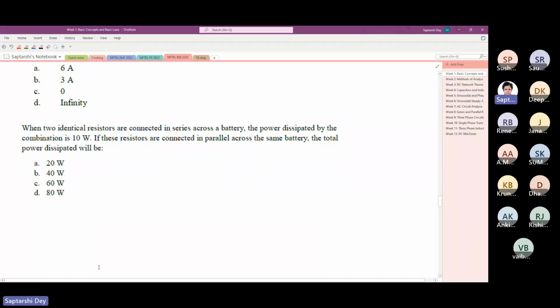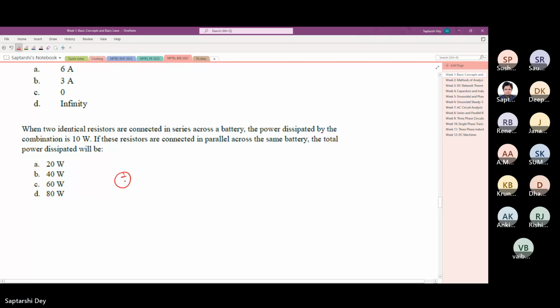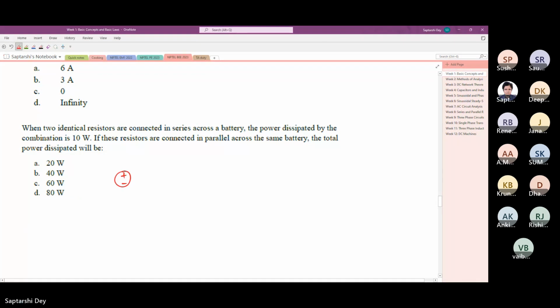Okay, we'll look into this question. When two identical resistors are connected in series across a battery, the power dissipated by the combination is 10 watt. When the resistors are connected in parallel across the same battery, the total power dissipated will be how much? So you have a battery. Before we solve this question, you tell me one thing. What is the difference between these three symbols?